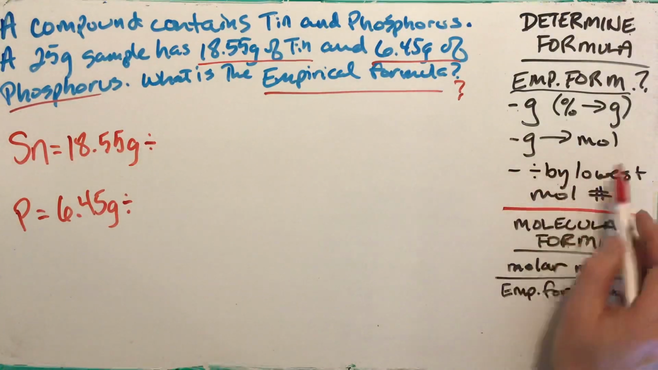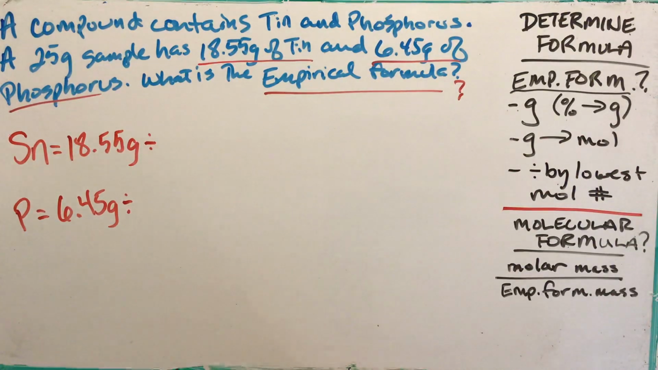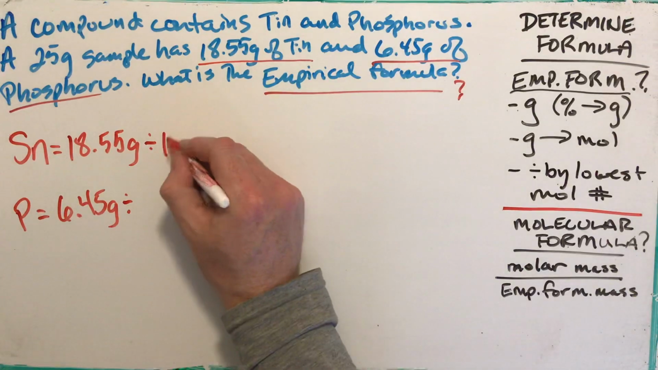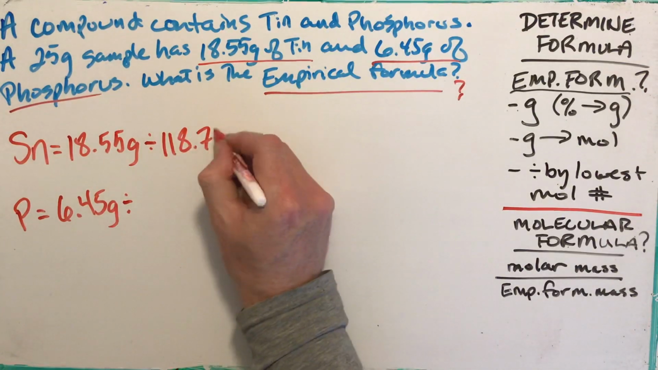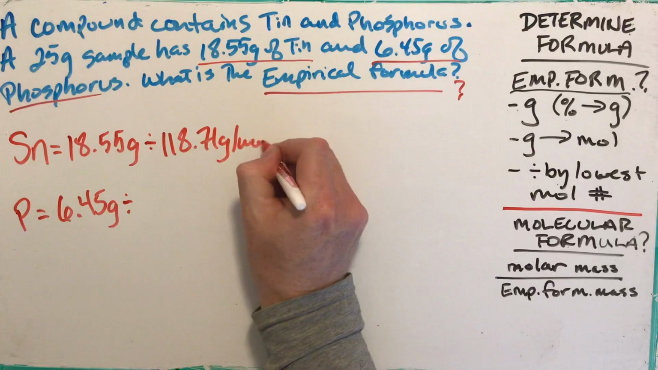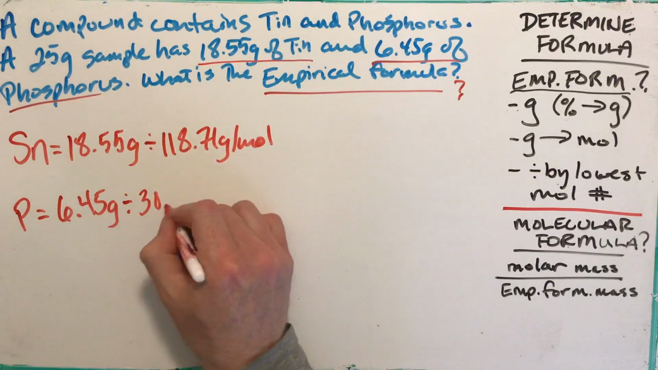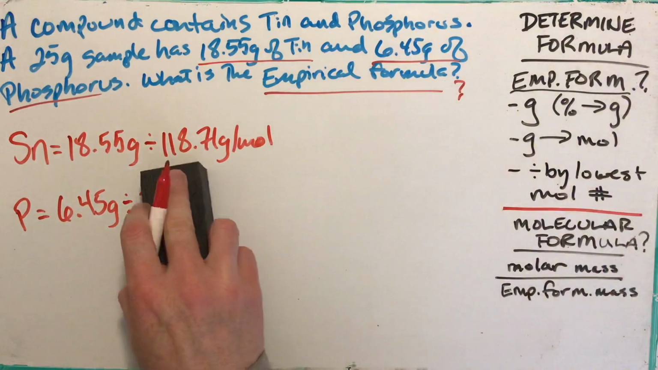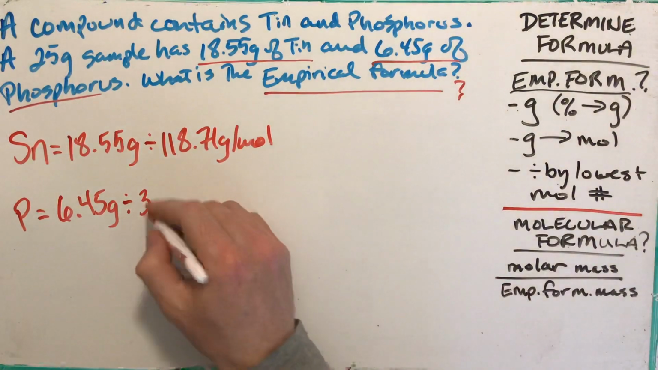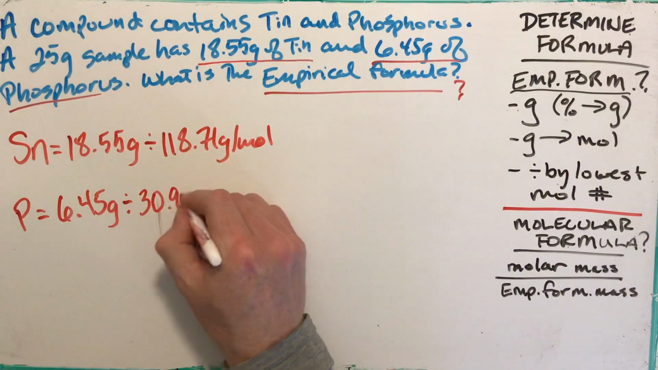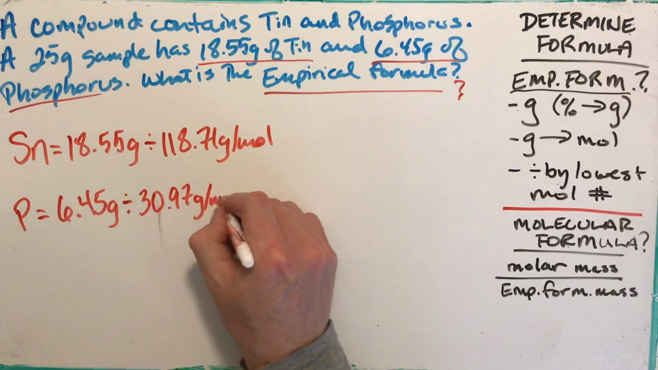Now I divide by my molar mass off the periodic table for each element. Tin is 118.71 grams per mole. Phosphorus is 30.97 grams per mole.